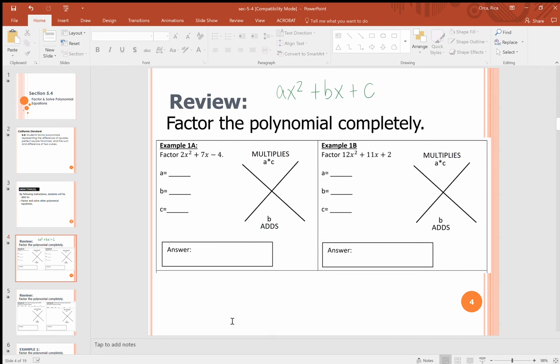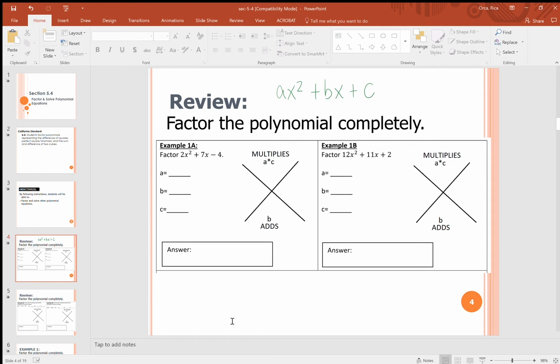Welcome back, class. Today I am going to show you how to factor a quadratic trinomial. The quadratic trinomial needs to be in the form ax squared plus bx plus c. A is the number that's going to go in front of x squared, b is the number in front of x, and c is the constant by itself.